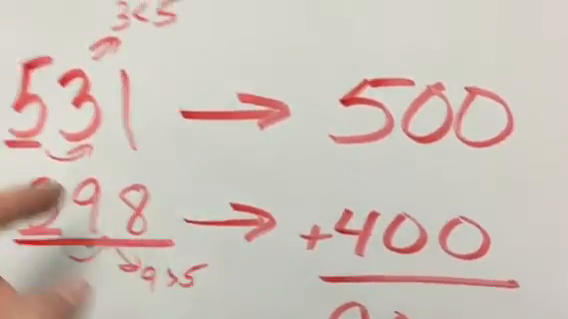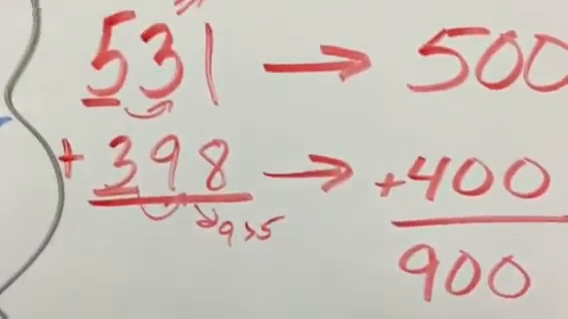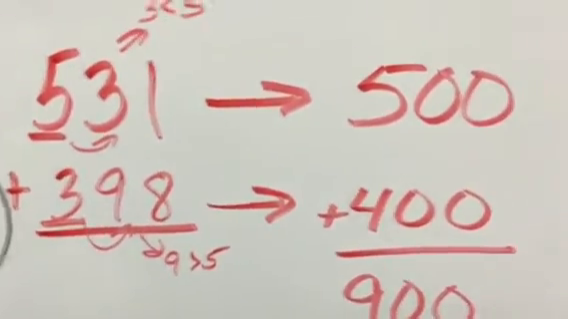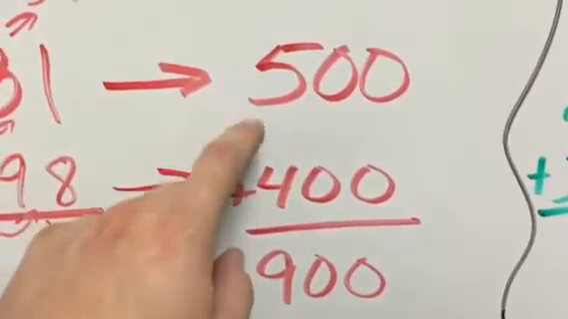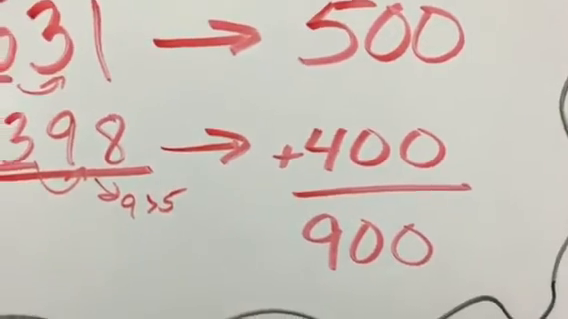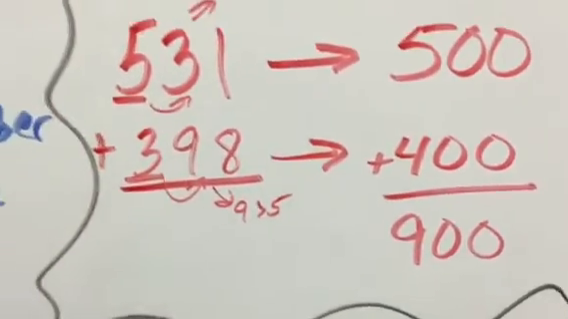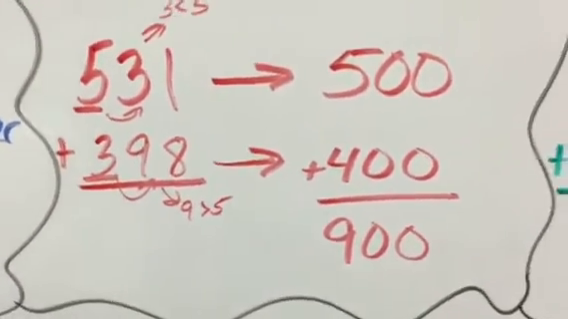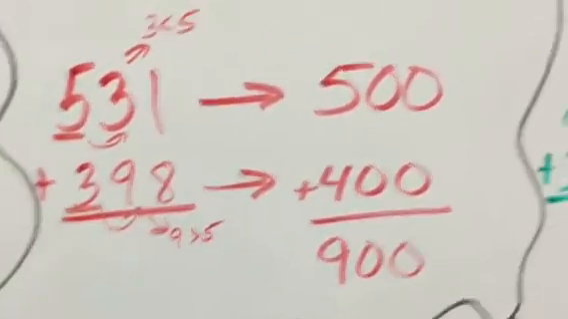So now I look at 531 plus 398. That's tough to do mentally, but I bet all of you can do 500 plus 400 equals 900 in your head. So rounding is just one way to make things a lot easier. And you know what? Your answer is going to be pretty close.